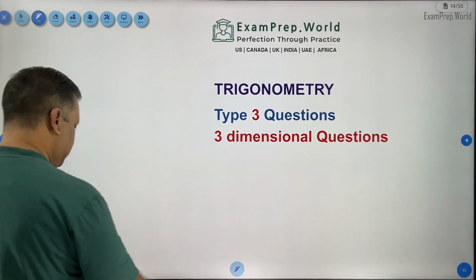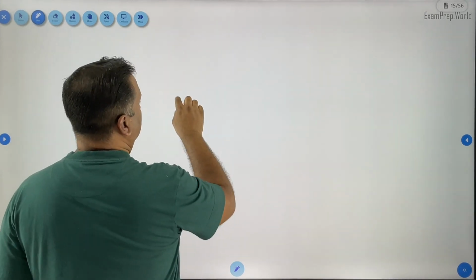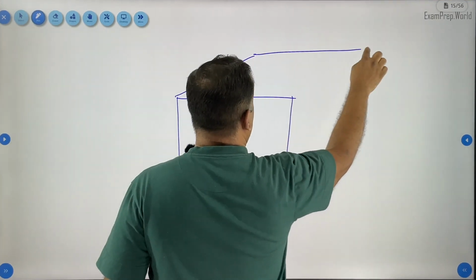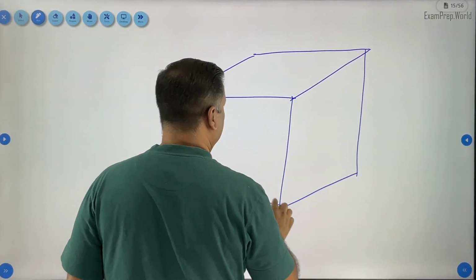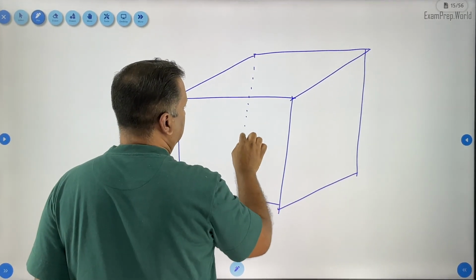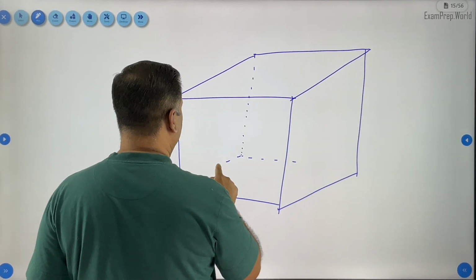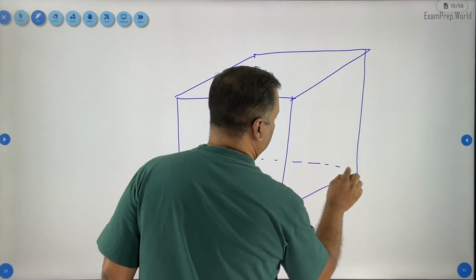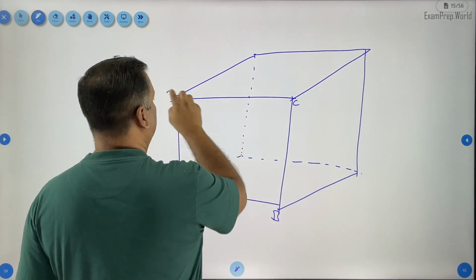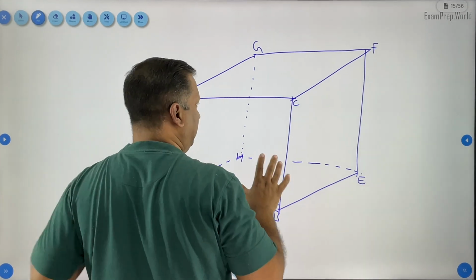I'll explain it to you in this fashion. Okay, I'll draw a cube here. So, you are able to see one side of the cube. The back side I will draw in dotted line. Okay, what is happening? So A, B, C, D, E, F, G, H are the 8 vertices of the cube.